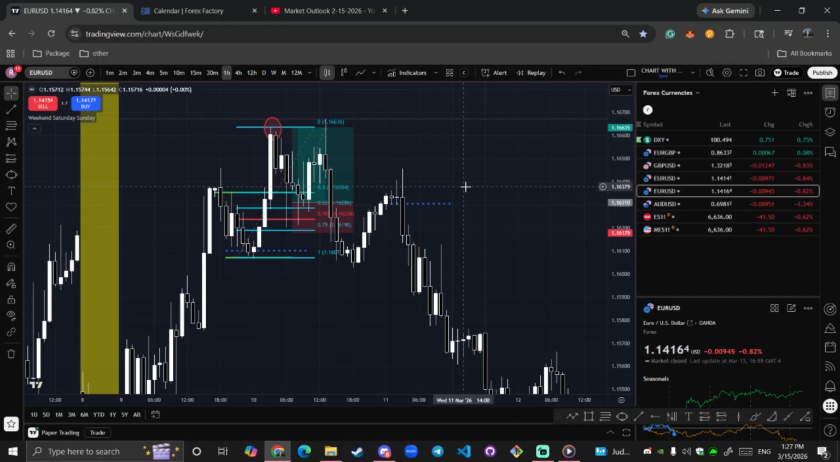So one more time, from 7 to 12, I'm labeling the highs and lows, and I'm labeling the New York open. And if London is bullish, I'm looking for a buy, and if London is bearish, I'm looking for a sell. That's all.